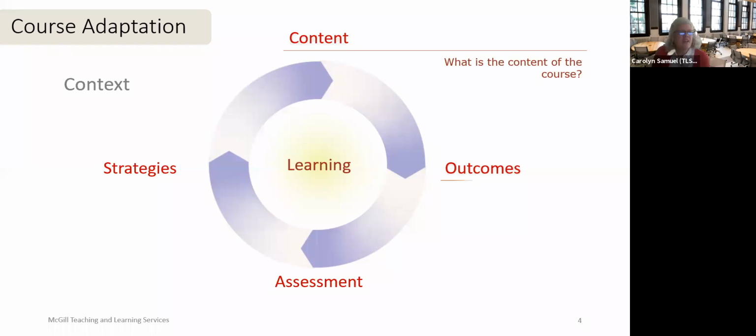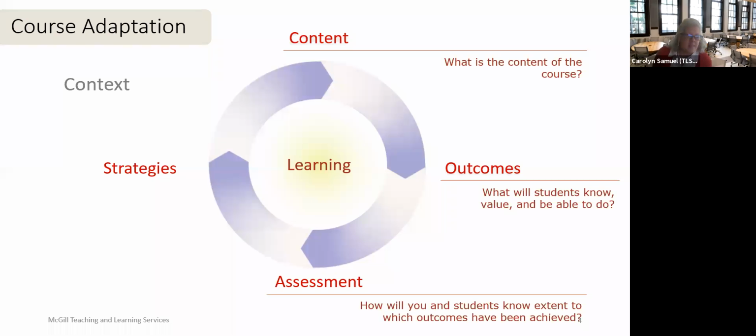And then we have outcomes. Outcomes are what students will know, value, be able to do by the end of your course. And many of you include course learning outcomes in your course outlines, and this is going to be familiar to you, so there's nothing new about this. Assessment: how will you and students know the extent to which outcomes have been achieved? So you want to align your assessments with the outcomes. Again, nothing new there.